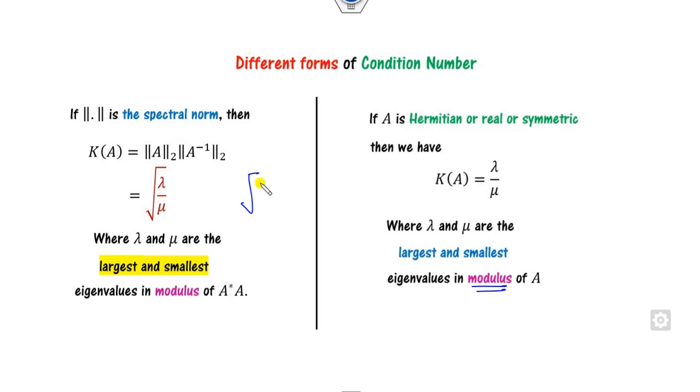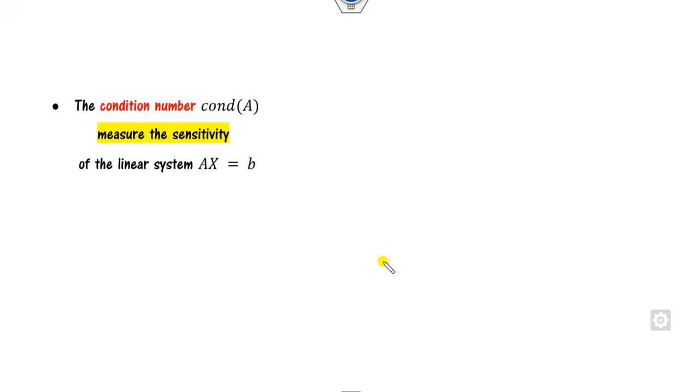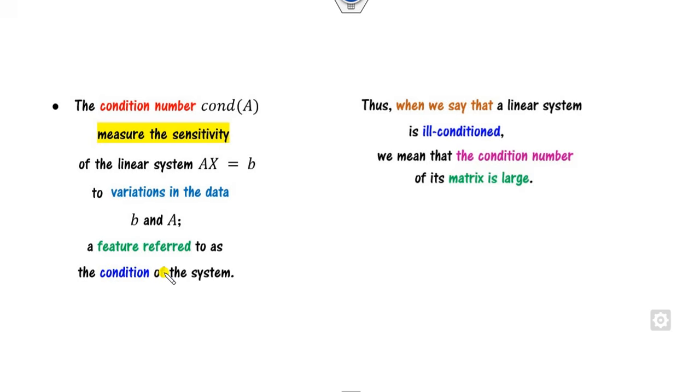Why? Because if I simply take this as lambda squared and this as mu squared, then the square will be cancelled out, and we will get the same expression. So what is the condition number? It measures the sensitivity of the system AX equals B, meaning how sensitive it is with respect to the variation of B and A. Whenever the condition number is large, the system is ill-conditioned. Whenever the condition number is a very small number, then we can say it's well-conditioned.